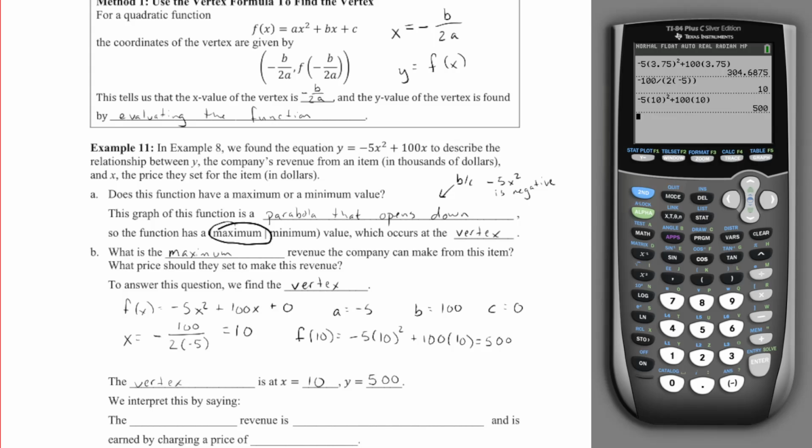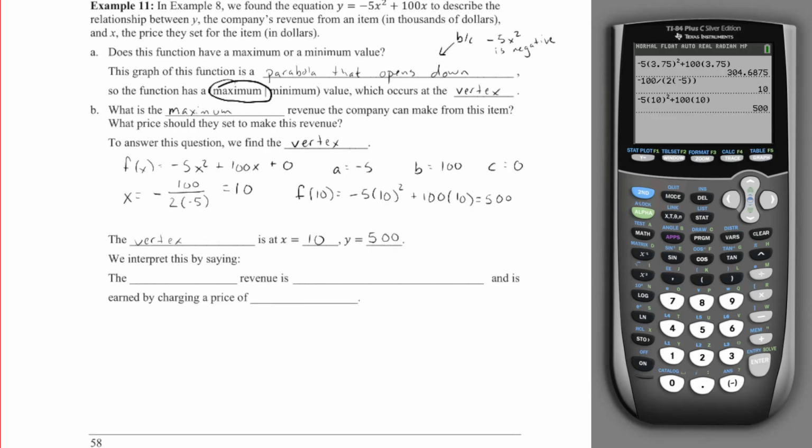So the vertex is at x is 10, y is 500, which we can interpret in the context of this problem by saying that the maximum revenue is $500,000. And we get that maximum revenue if we set the price to be $10. Right? Y represents the revenue in thousands of dollars. X represents the price in dollars.